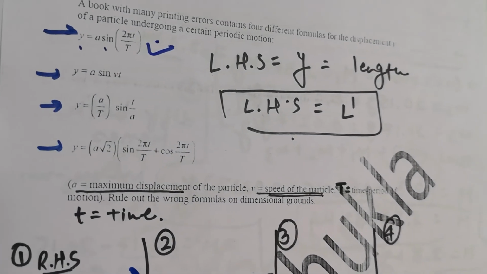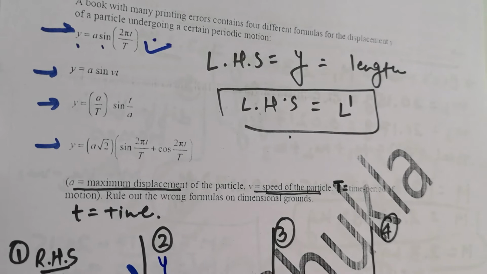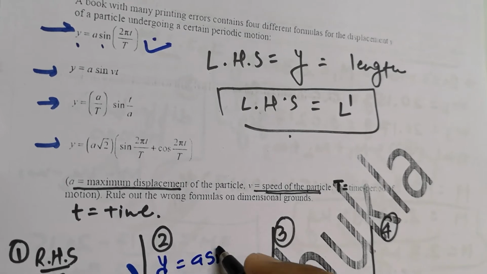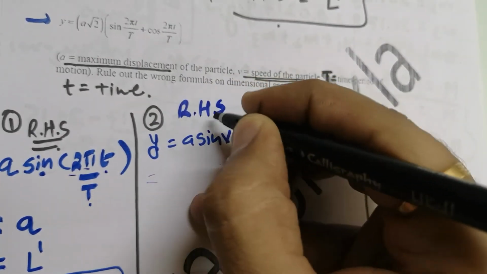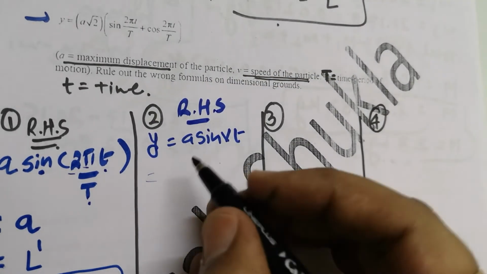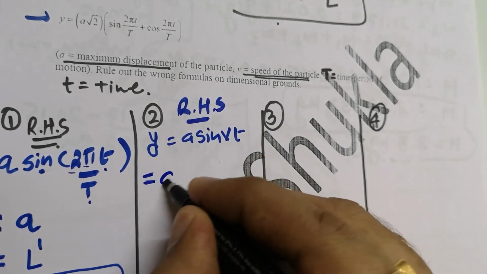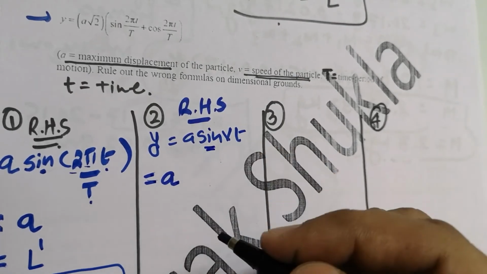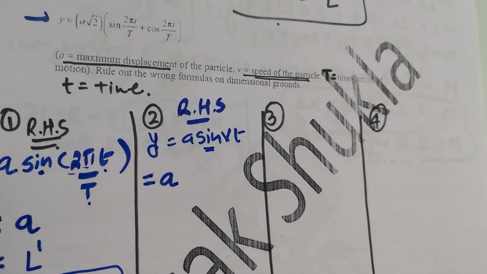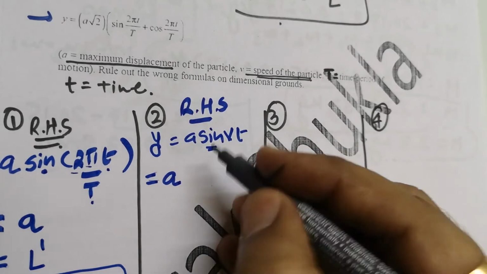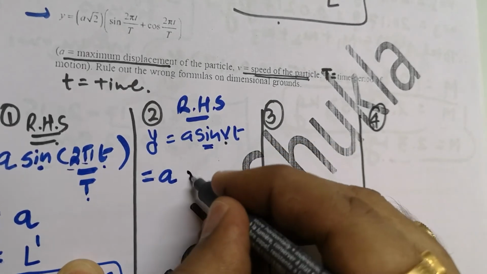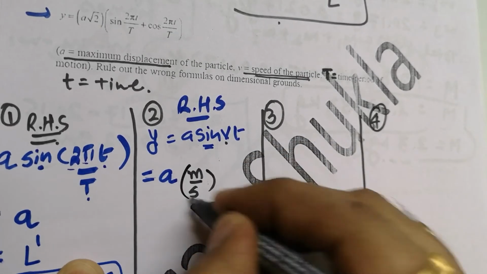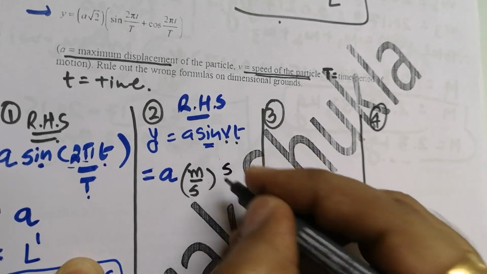Next, we have been given that y equals a sine vt. We are only discussing the right hand side because the left hand side we have already calculated. a is called a displacement, I am putting it as it is. Sine is a mathematical function. It does not contain any type of unit or dimensional configuration. v is given as a velocity, so I am putting its unit as meter per second, and t is called time, it is a second.